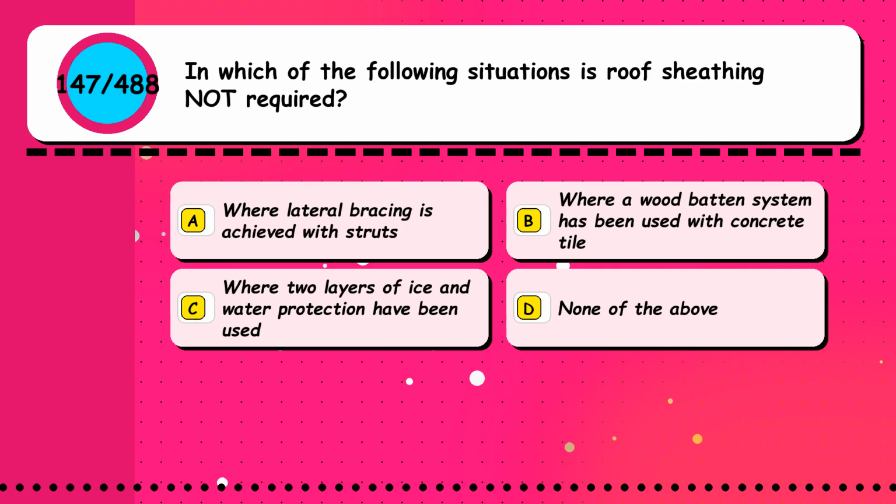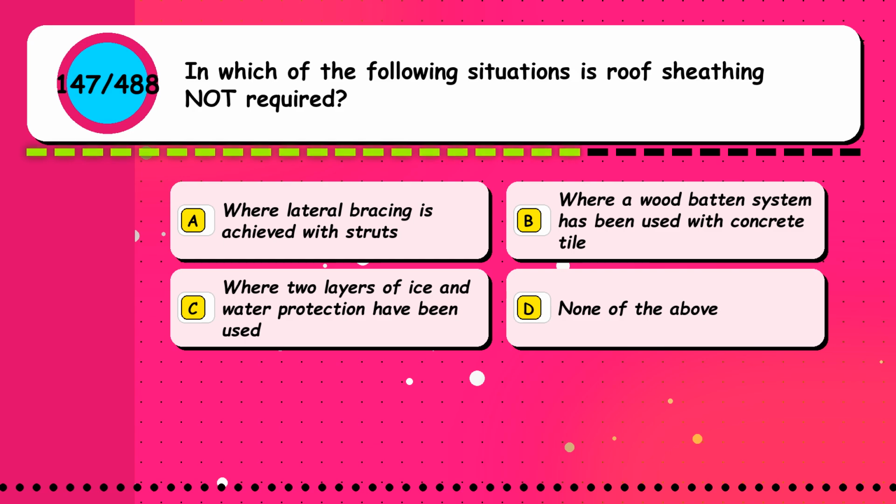Question 147. In which of the following situations is roof sheathing not required? Option A, where lateral bracing is achieved with struts. Option B, where a wood batten system has been used with concrete tile. Option C, where 2 layers of ice and water protection have been used. Option D, none of the above.